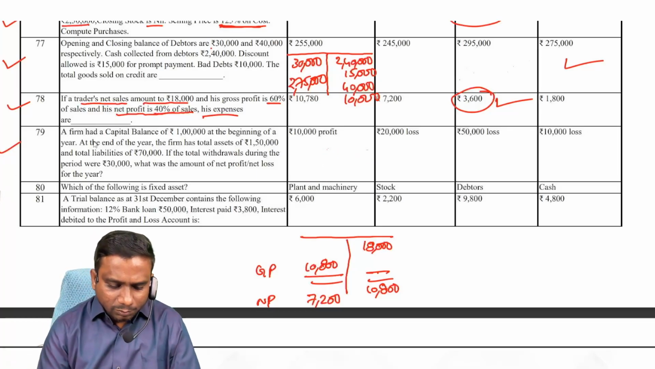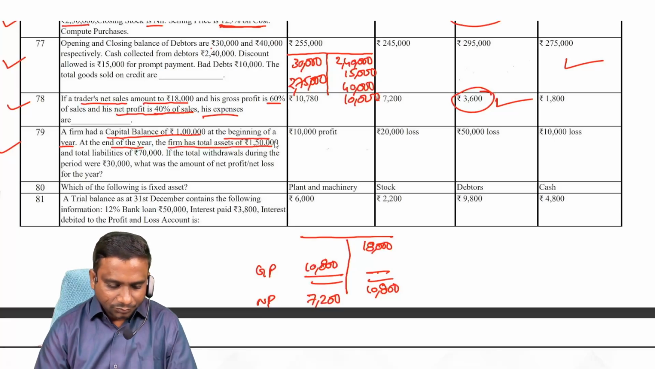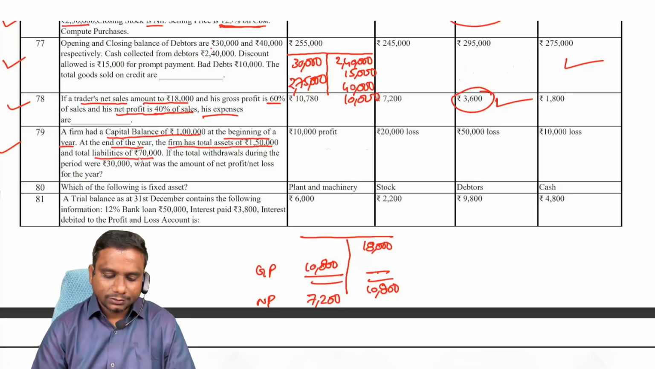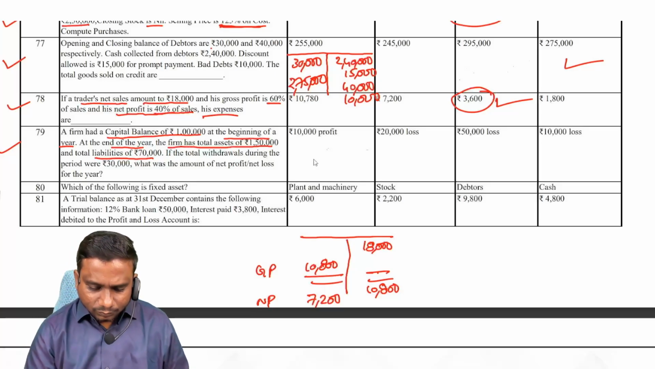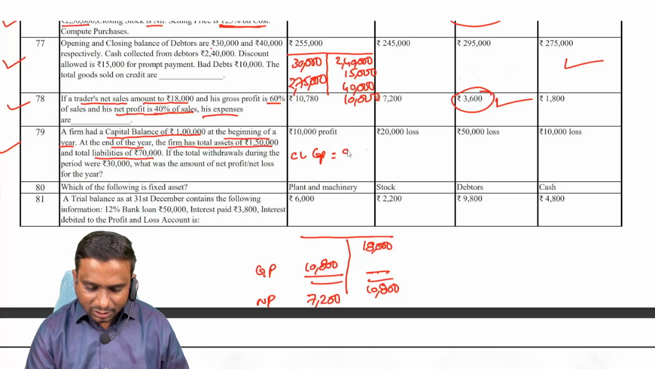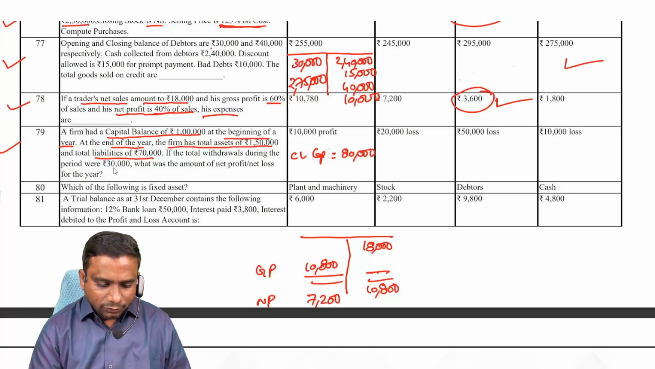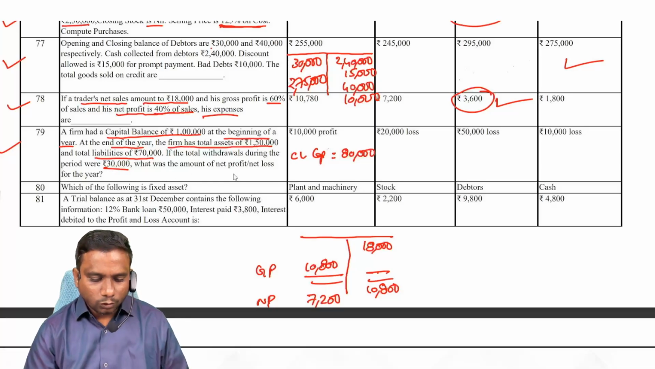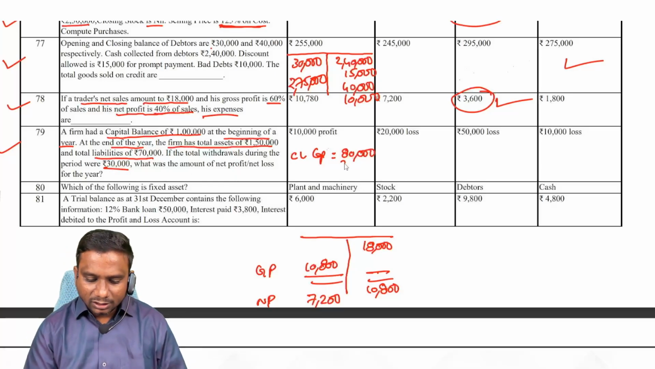79. A firm had a capital balance of 1 lakh at the beginning of a year. At the end of the year, the firm had total assets of 1 lakh 50,000 and total liabilities 70,000. So assets minus liabilities will give capital. So closing capital is 1 lakh 50 minus 70, 80,000. Total withdrawals during the year 30,000. What was the net profit? So closing capital 80,000, drawings 30,000, add.